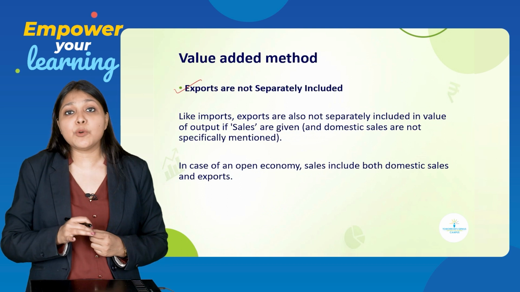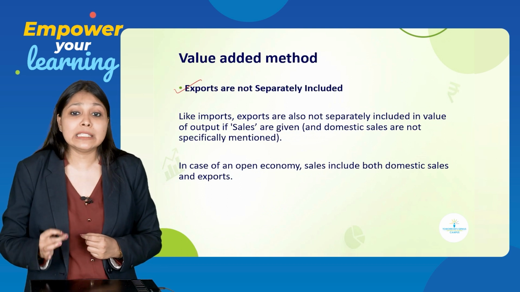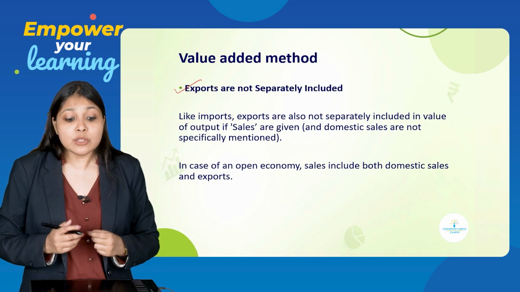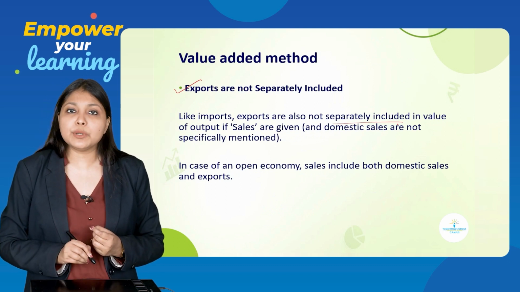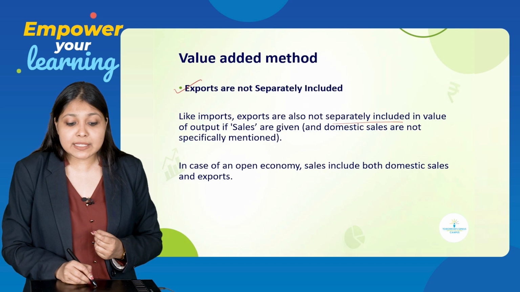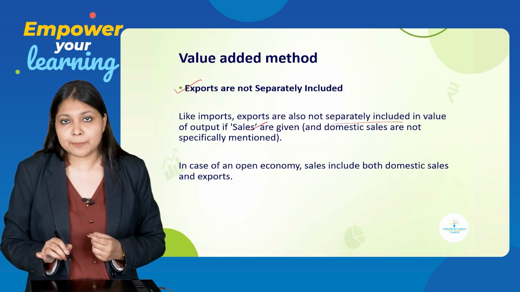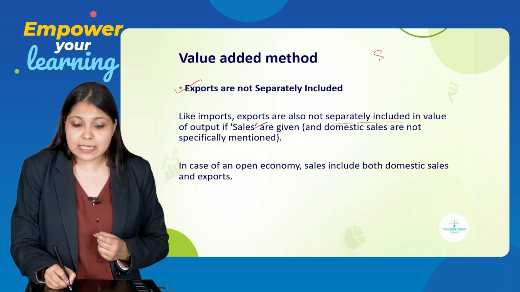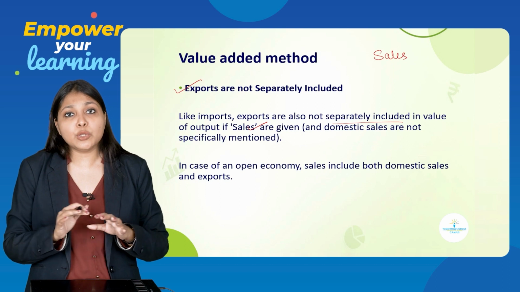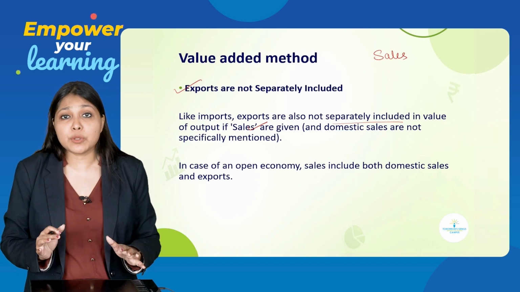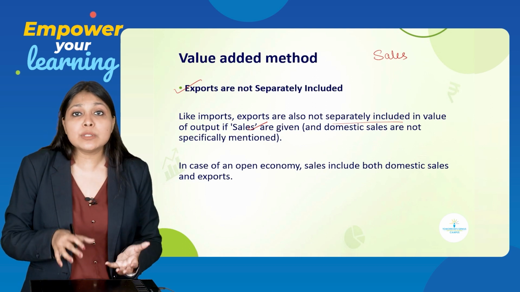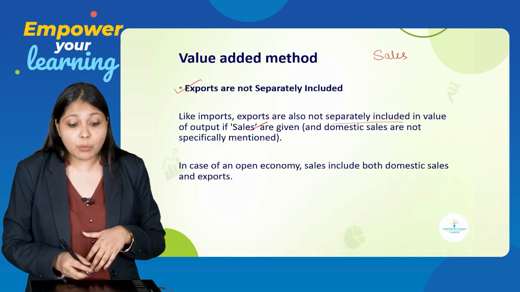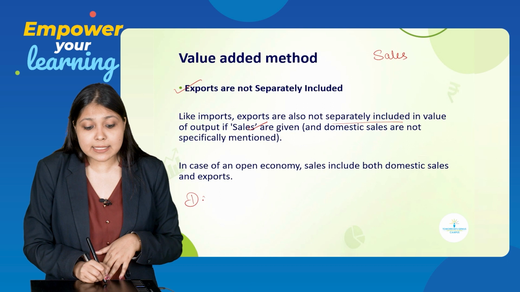Even exports are not to be separately included in national income. Like imports, exports are also not separately included in the value of output if sales are given directly. If sales is directly given to you in the question, then you don't have to add exports. You have to consider that exports are already inclusive in sales. But what if domestic sales is given?